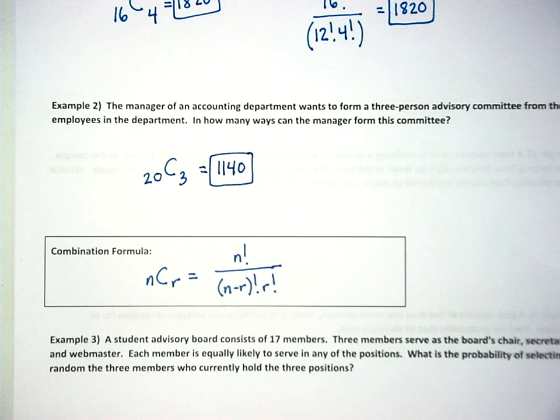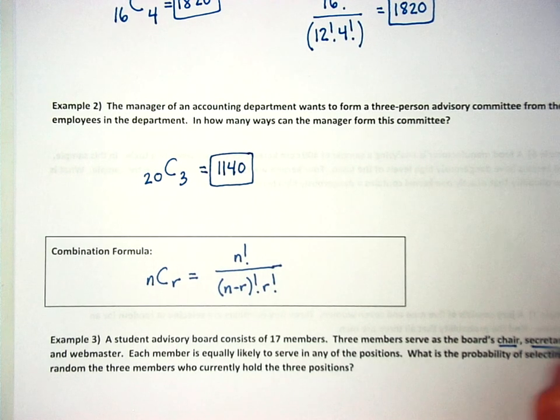Does order matter in this problem? Yes. Why? Because it's like 3 members who currently hold the 3 positions. The question is: is this a permutation or a combination? Does order matter here? Do we care about who's in what spot? Yes, because of names, and because it's literally different positions.